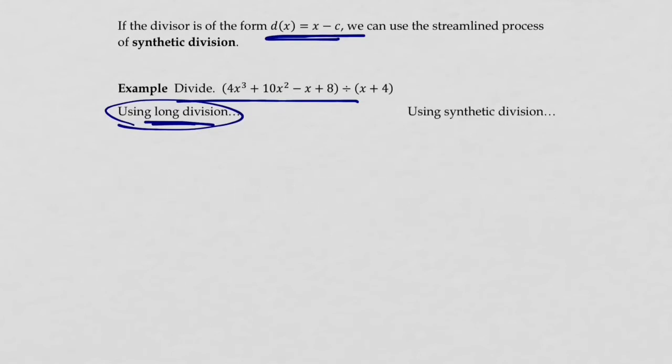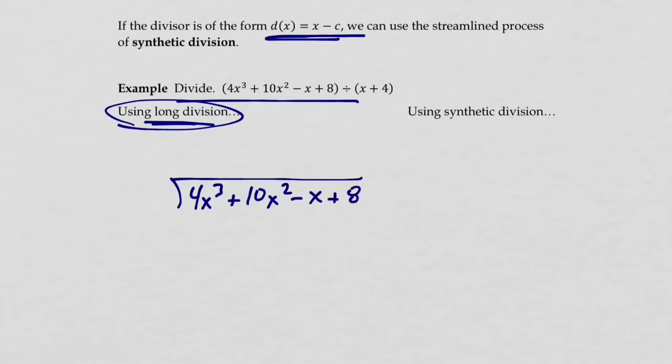So for long division, I want to set up a bracket and put the terms of the dividend in descending order by degree. In this case, we have all the terms there, so I don't need to fill in anything with zeros, but if we had a missing term, I'd want to fill in some things with zeros. And we can put the divisor on the outside of the bracket.